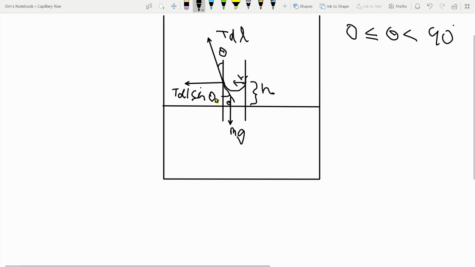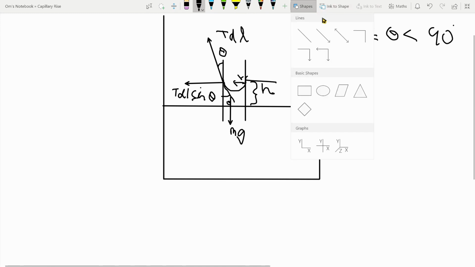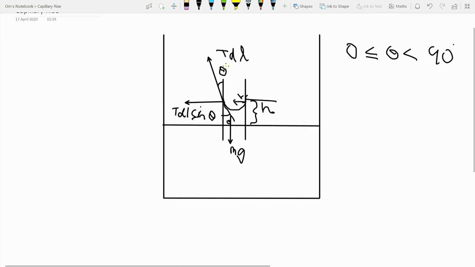Now again, since this is perpendicular to the surface, if we consider going completely around the capillary tube once, all the TdL sin theta components will cancel out, because there will also be a TdL sin theta component over there, and one behind this tube, towards us and behind us. All of these components cancel each other out, and what you'll end up with is just the TdL cos theta component over here, right? So I'm just going to draw a TdL cos theta component over here.